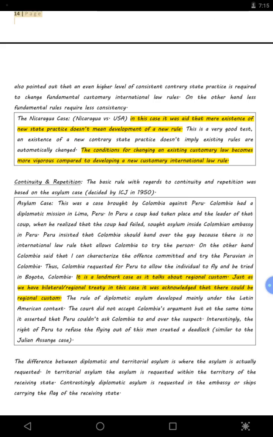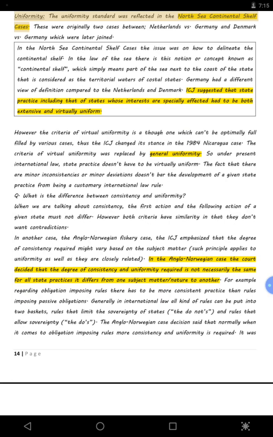Uniformity. The uniformity standard was reflected in the North Sea continental shelf cases. These were originally two cases, Netherlands versus Germany and Denmark versus Germany, which were later joined. In the North Sea continental shelf cases, the issue was how to delineate the continental shelf. In the law of the sea, there is a concept known as continental shelf, which simply means part of the sea next to the coast of the state that is considered as the territorial waters of coastal states. Germany had a different view of the definition compared to the Netherlands and Denmark.